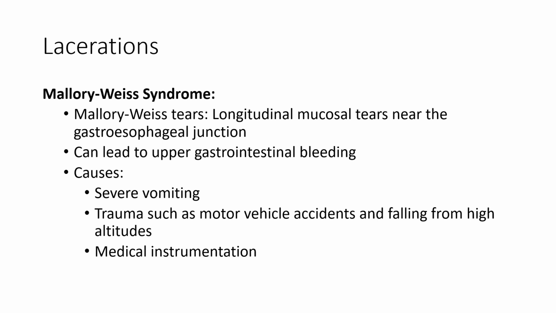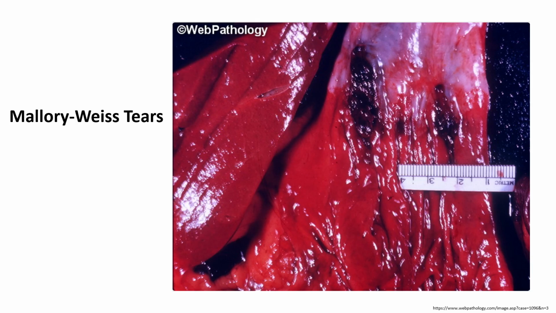the most common type is the Mallory Weiss tears. And these are longitudinal tears that occur within the mucosa and near the gastroesophageal junction. The most common cause is severe vomiting, which occurs, for example, in cases of acute alcohol intoxication. Other causes include trauma and iatrogenic injury, such as by medical instrumentation. Mallory Weiss tears can lead to upper gastrointestinal bleeding and hematemesis. In this picture, we can see Mallory Weiss tears near the gastroesophageal junction.